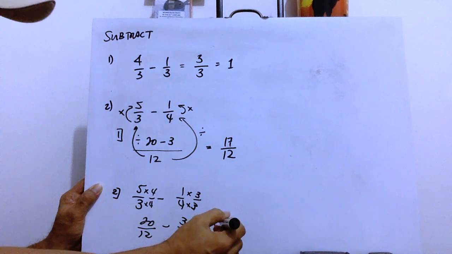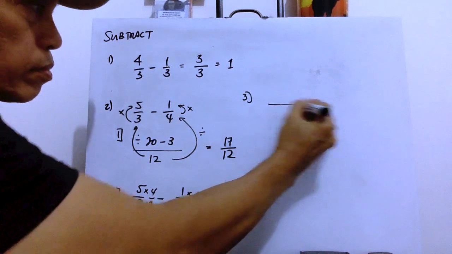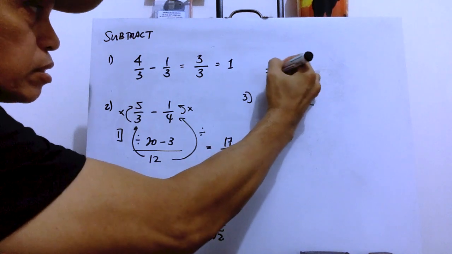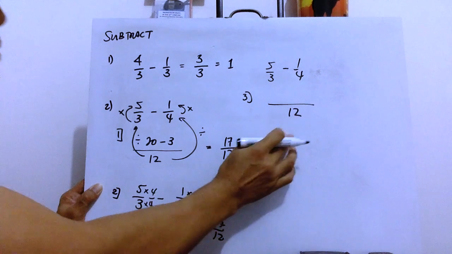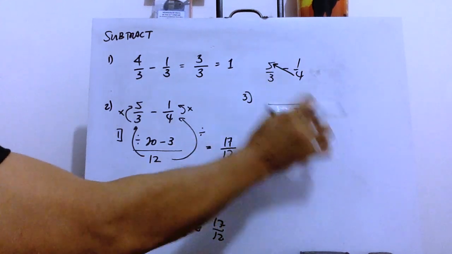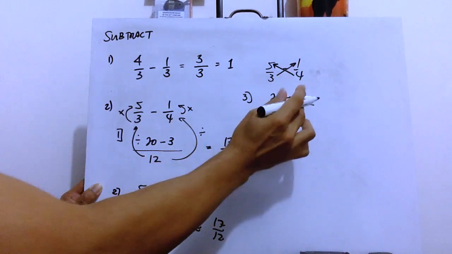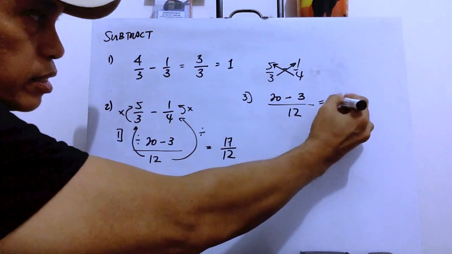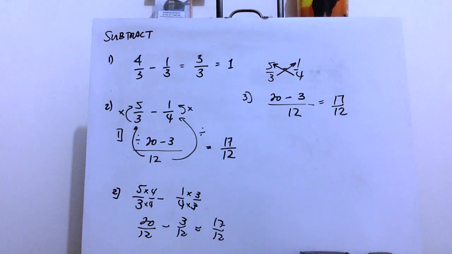And then the shortcut method, which is method number 3, multiply 3 and 4. So I'll write the expression again. So that's 12. And then this goes first. Remember, 5 times 4 is 20, minus, and then multiply this. 3 times 1 is 3. So you'll get 17 over 12.